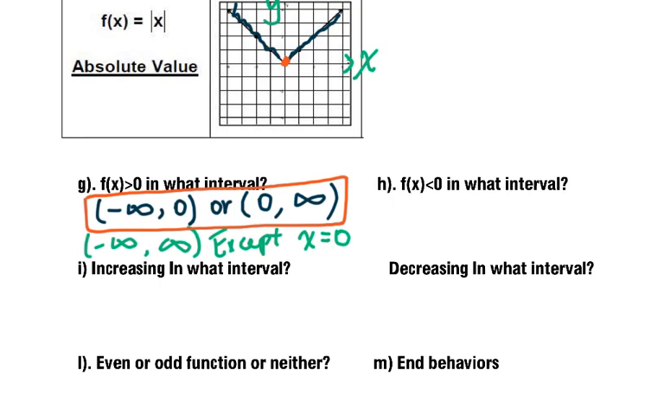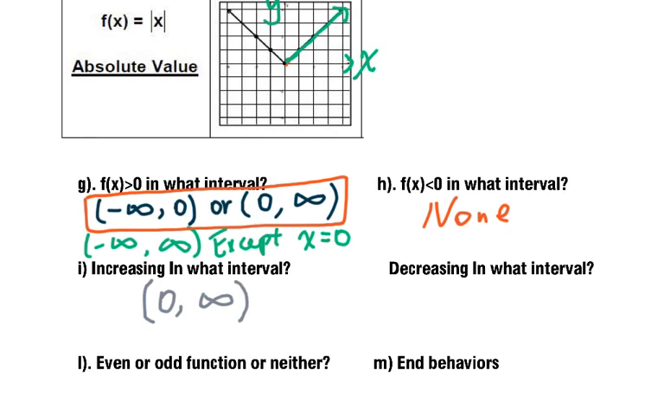For h, f(x) less than 0. So I'm looking for the graph below the x-axis. None of them. We don't have any graph below the x-axis. For increasing, in what interval? Increasing, it will be from here to here. See, it's going up. I'm looking for the graph going up. That's why the interval for this part will be from 0 to positive infinity.